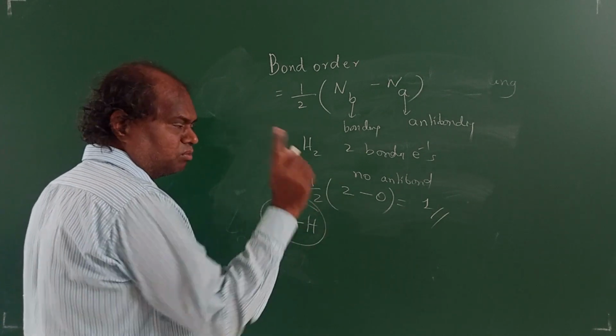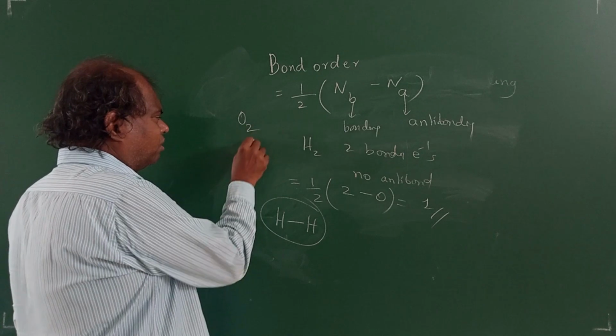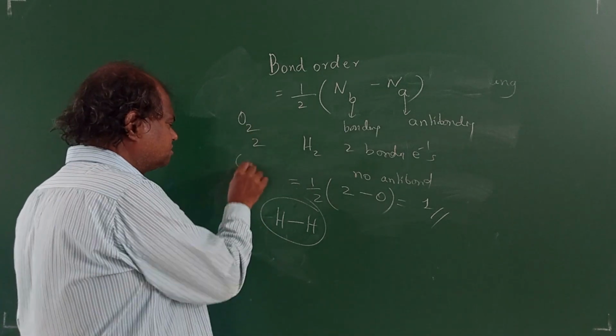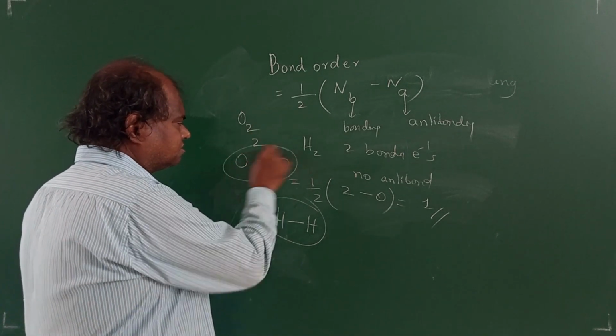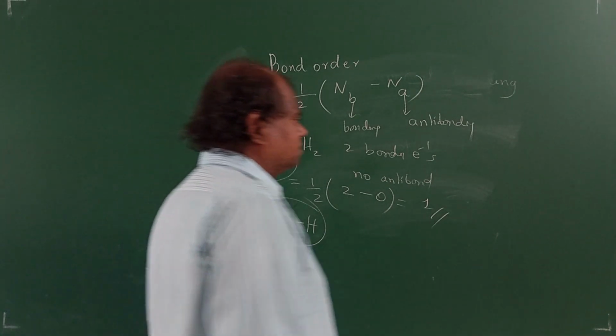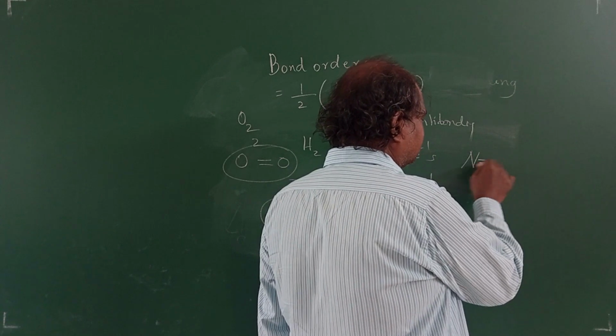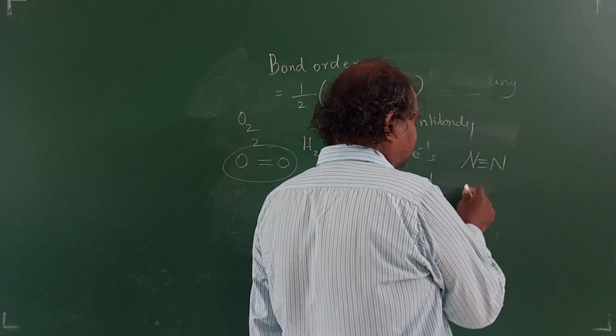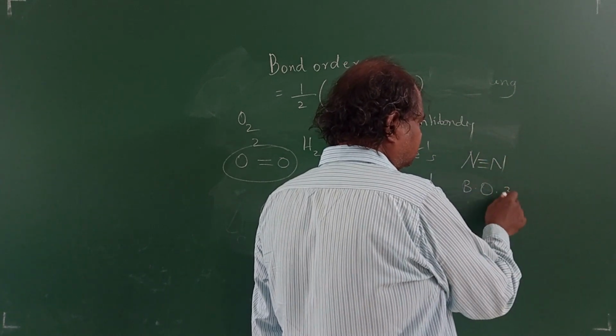So if I say 1 bond. Suppose I say oxygen, bond order is 2. What is the meaning of 2? That means there are 2 bonds. Is that clear? Bond order 2 means 2 bonds. Suppose I say bond order 3, then I will say 3 bonds. For this bond order is 3.